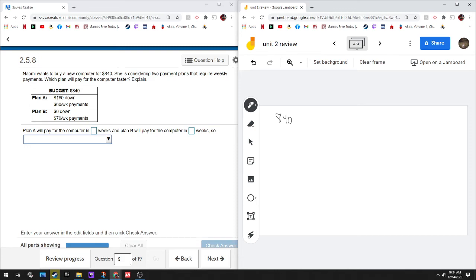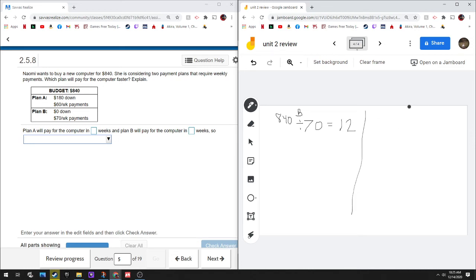Plan B is a little bit easier. So let's do plan B first. It says 0 down. That means we have the full $840 that we have to pay off. And then it says $70 per week. So if I take 840 and I divide that by that 70, that'll tell me how many weeks it takes. 840 divided by 70, I get 12. So it's going to take 12 weeks.